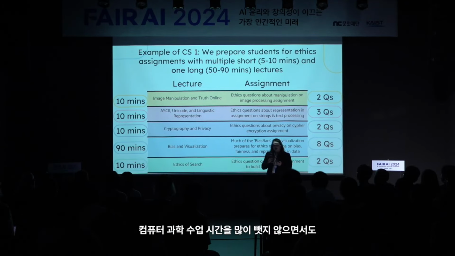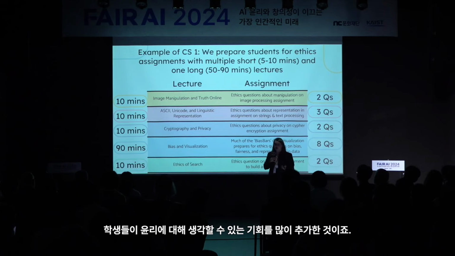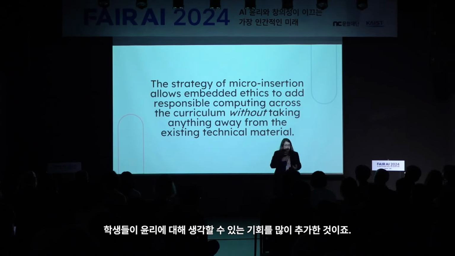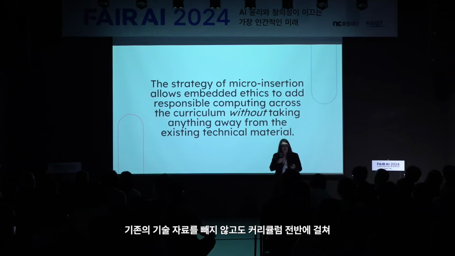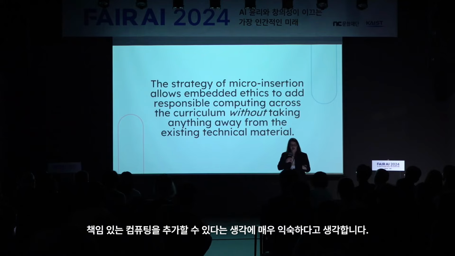So without losing a lot of computer science class time, we've added a lot of opportunities for the students to think about ethics in this class. And this strategy of micro insertion, I think, is very friendly to computer scientists and very friendly to the idea that we can add responsible computing across the curriculum without necessarily taking away from the existing technical material.